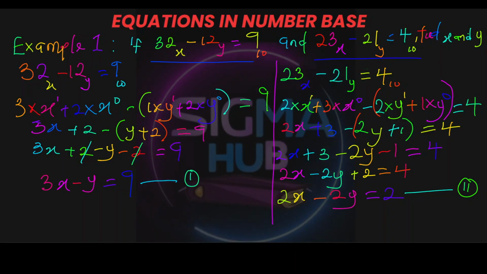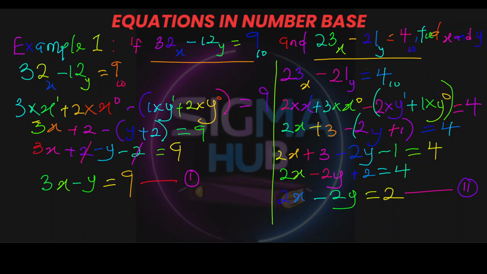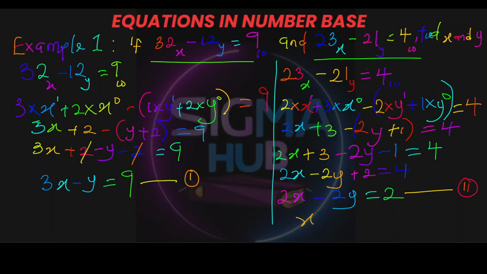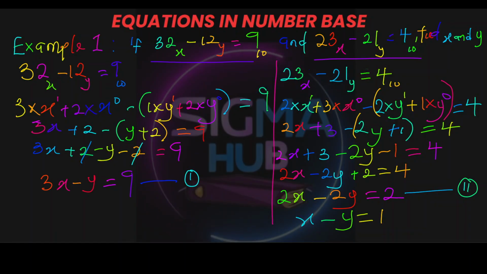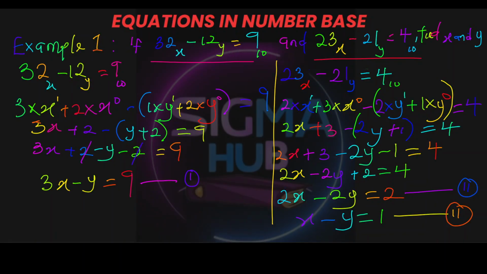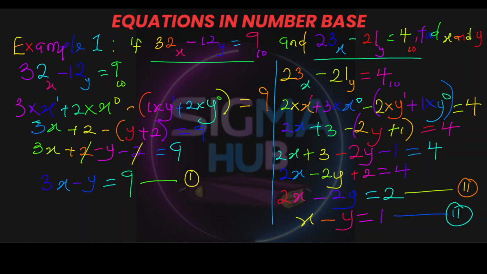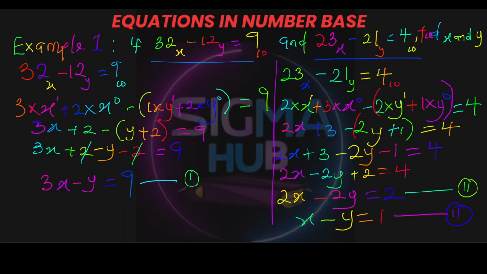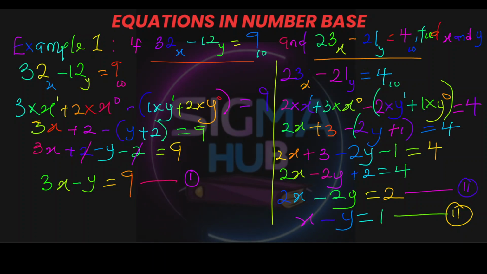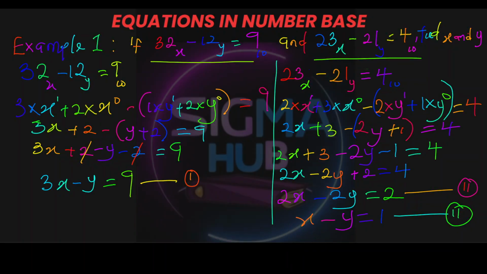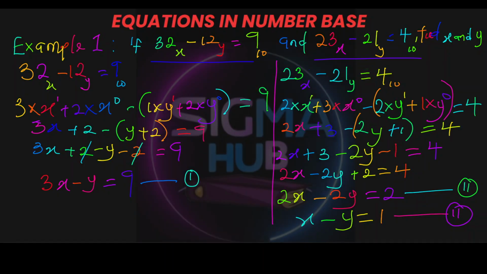So simplifying this equation, dividing all through by 2, we have x minus y equal to 1. So simplifying this equation further, how do I simplify? I divided all through by a common factor, which is 2. So 2 can divide all through. And that's how we are able to arrive at that.